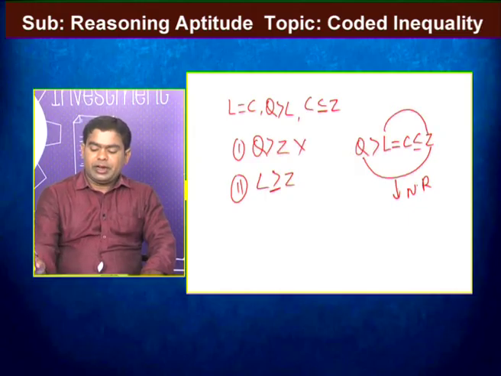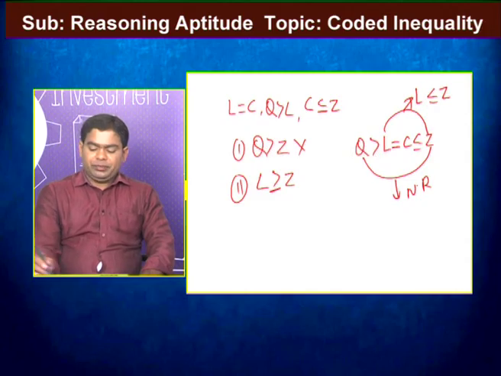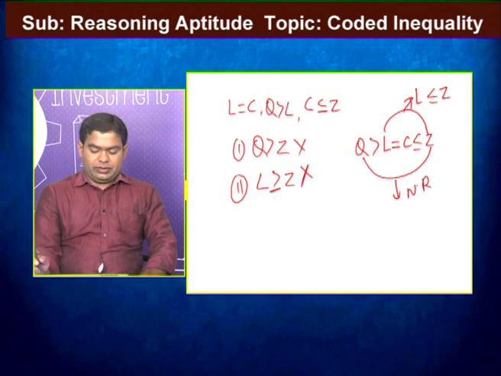Next we go to L and Z. So in the combined statement, for the relation between L and Z, in the place of C we take L. That means L less than or equal to Z. But here L greater than or equal to Z is there. That means both are contradictory. That means neither one nor two follows.